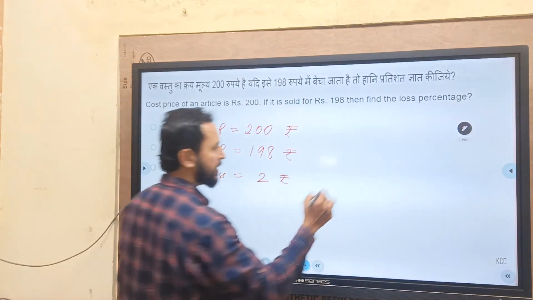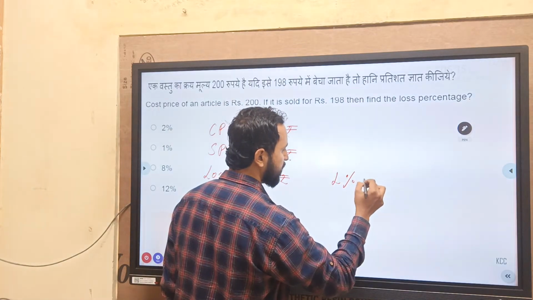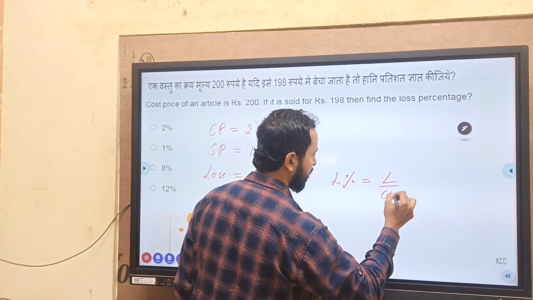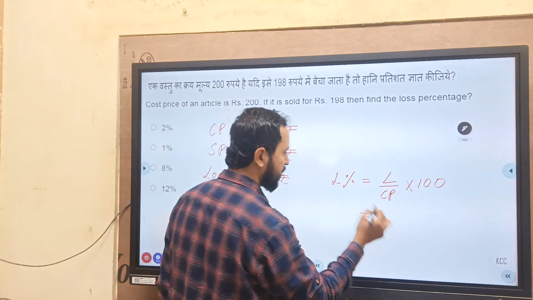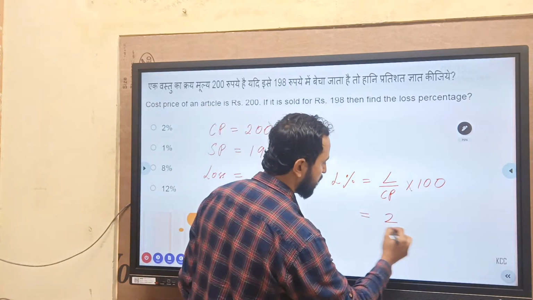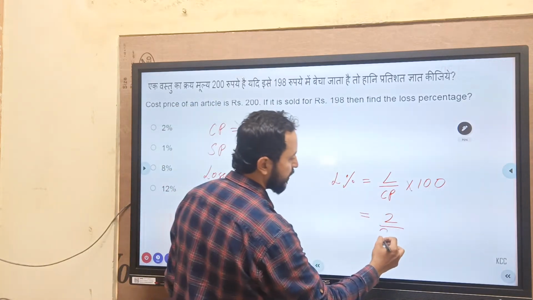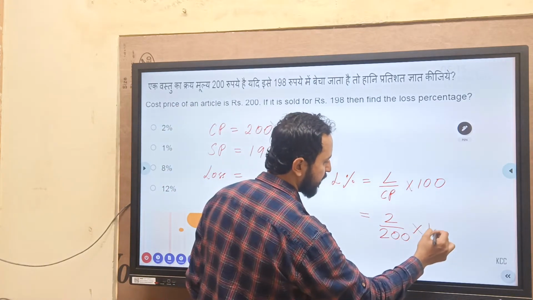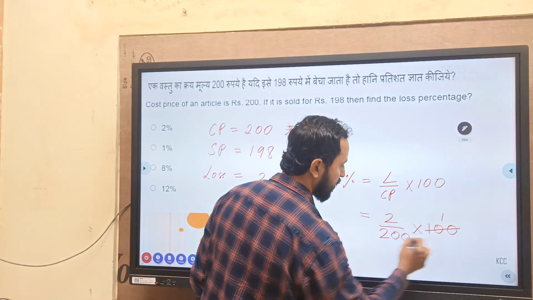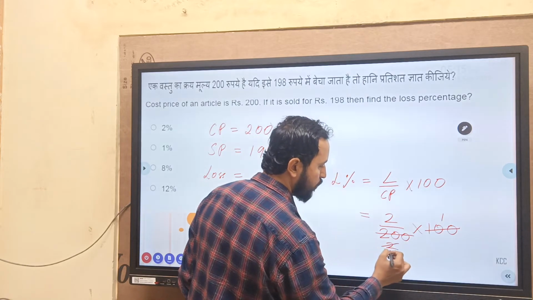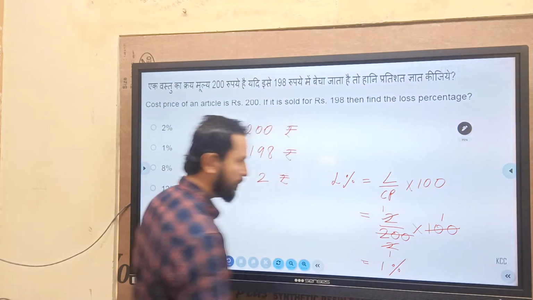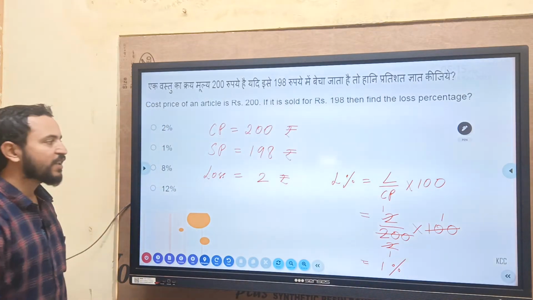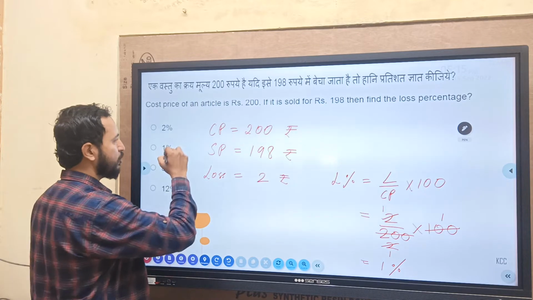Loss percentage is asked, so remember loss percentage is equal to L by CP into 100. Simple formula you have to remember. Loss is 2 rupees. Cost price of the article is 200. 2 by 200 into 100. Answer for the question is 1% loss. So this is the loss the shopkeeper is getting, option B.